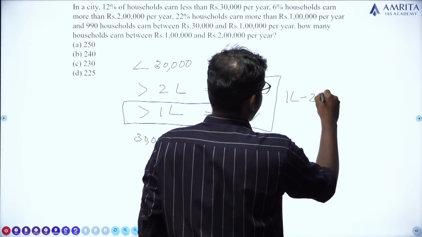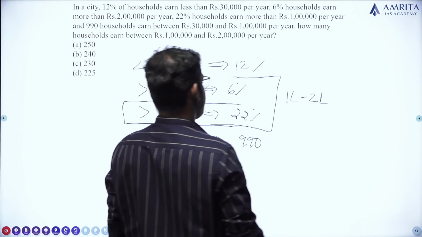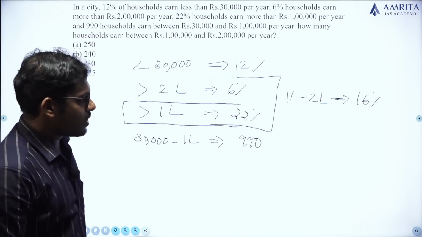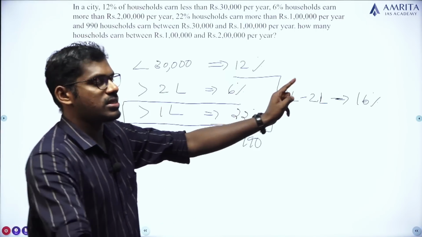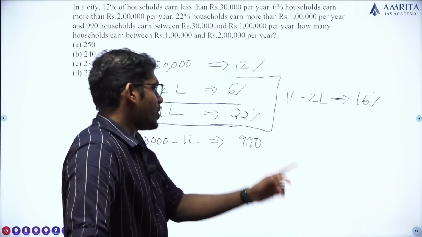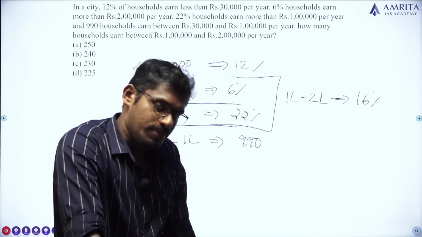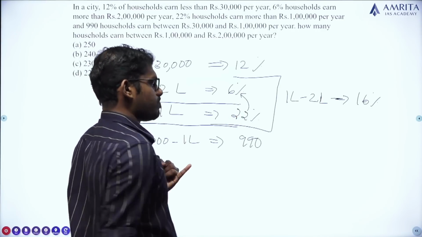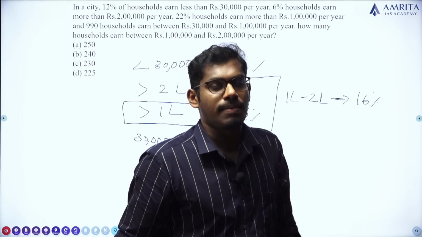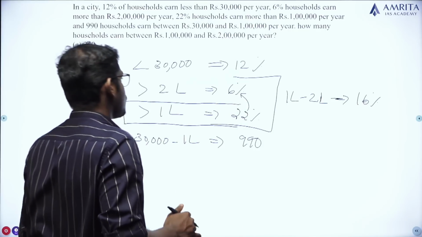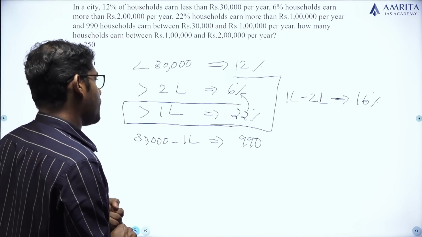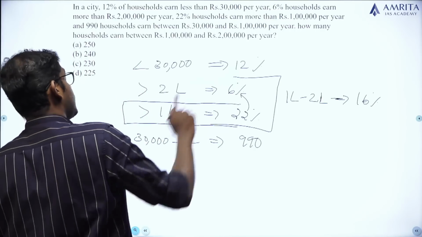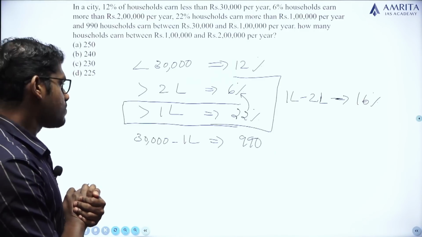So between 1 lakh and 2 lakh, there will be 16% of households. How I got 16%: there are 22% households earning more than 1 lakh. Out of this 22%, 6% earn more than 2 lakh, which means between 1 lakh and 2 lakh there are 16%. 16 is the difference between 22 and 6. So less than 30,000, there are 12%. Between 30,000 and 1 lakh, there are 990. Between 1 lakh and 2 lakh, 16%. Above 2 lakh, 6%. Clear?